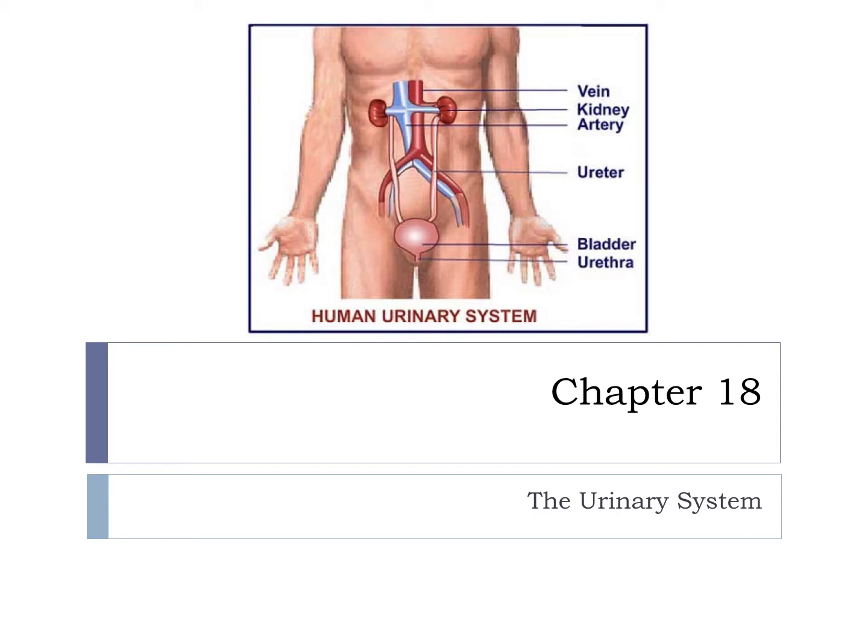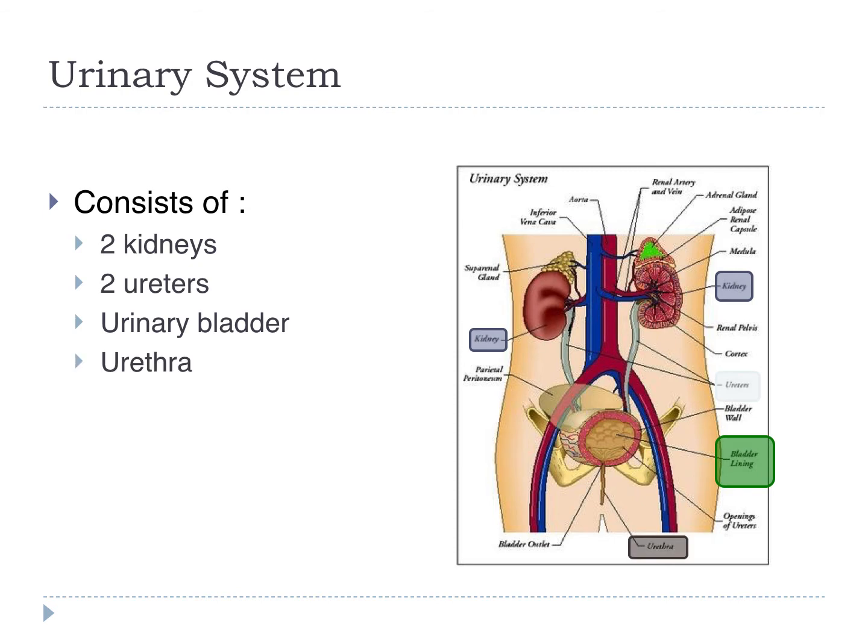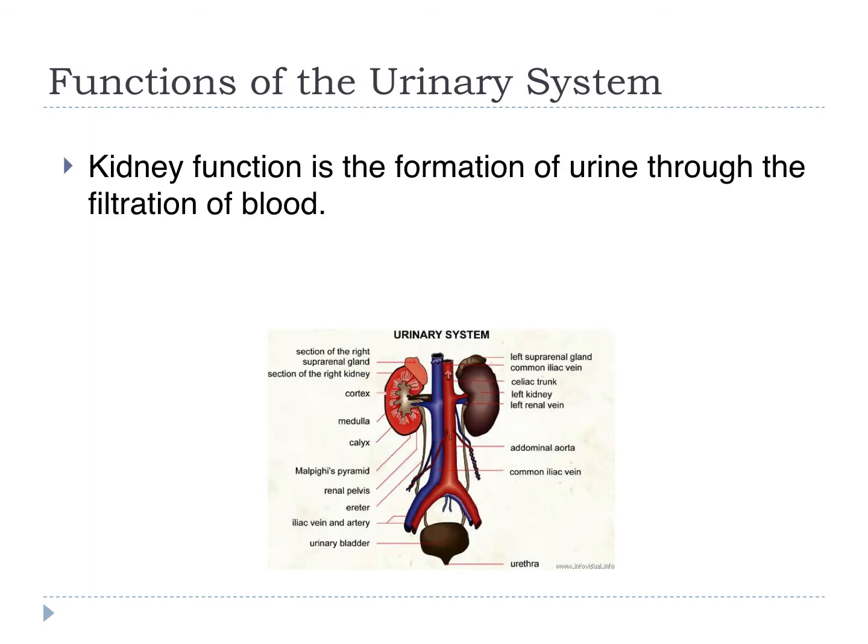We're going to dive right in because there's a lot of information to cover, and I only have 15 minutes to do it in. So, your urinary system consists of two kidneys, two ureters, a urinary bladder, and a urethra. The function of the urinary system as a whole is to eliminate waste from blood, and that waste product we know as urine.